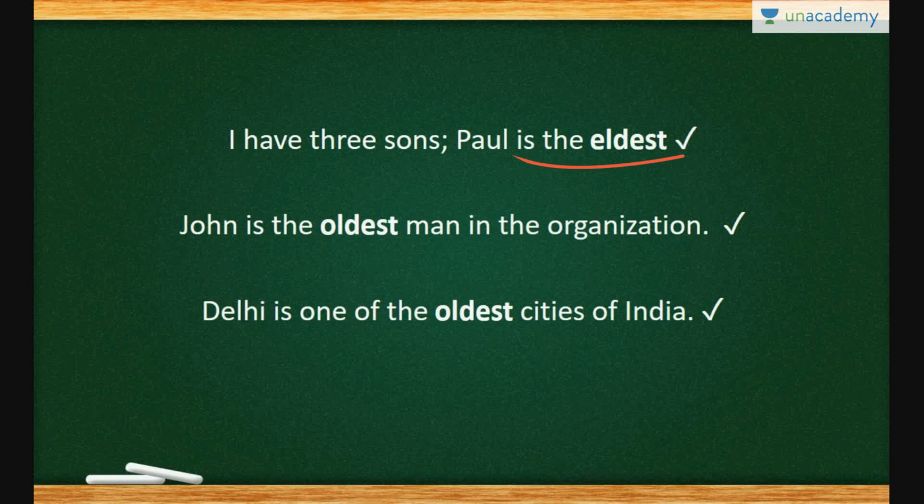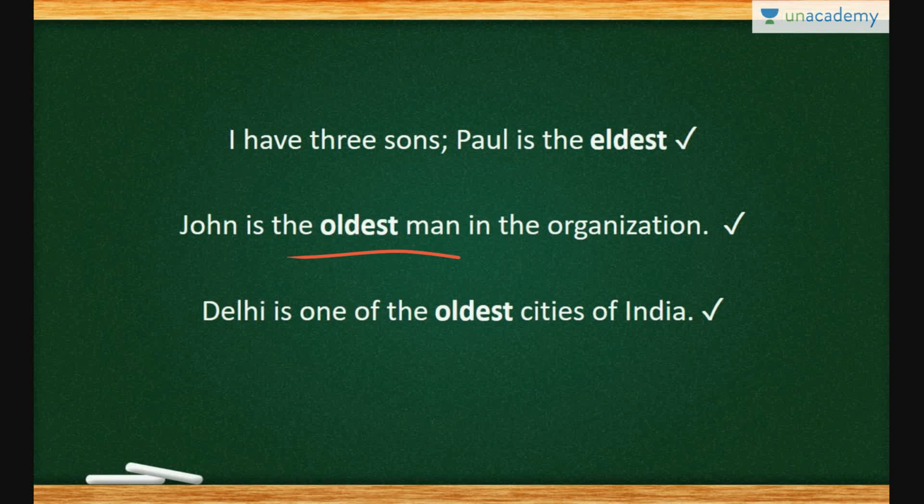John is the oldest man in the organization. Now, since I said older and oldest can be used for both persons and things, here the usage of oldest is correct. Here it means John has been working for the organization for a very long time.